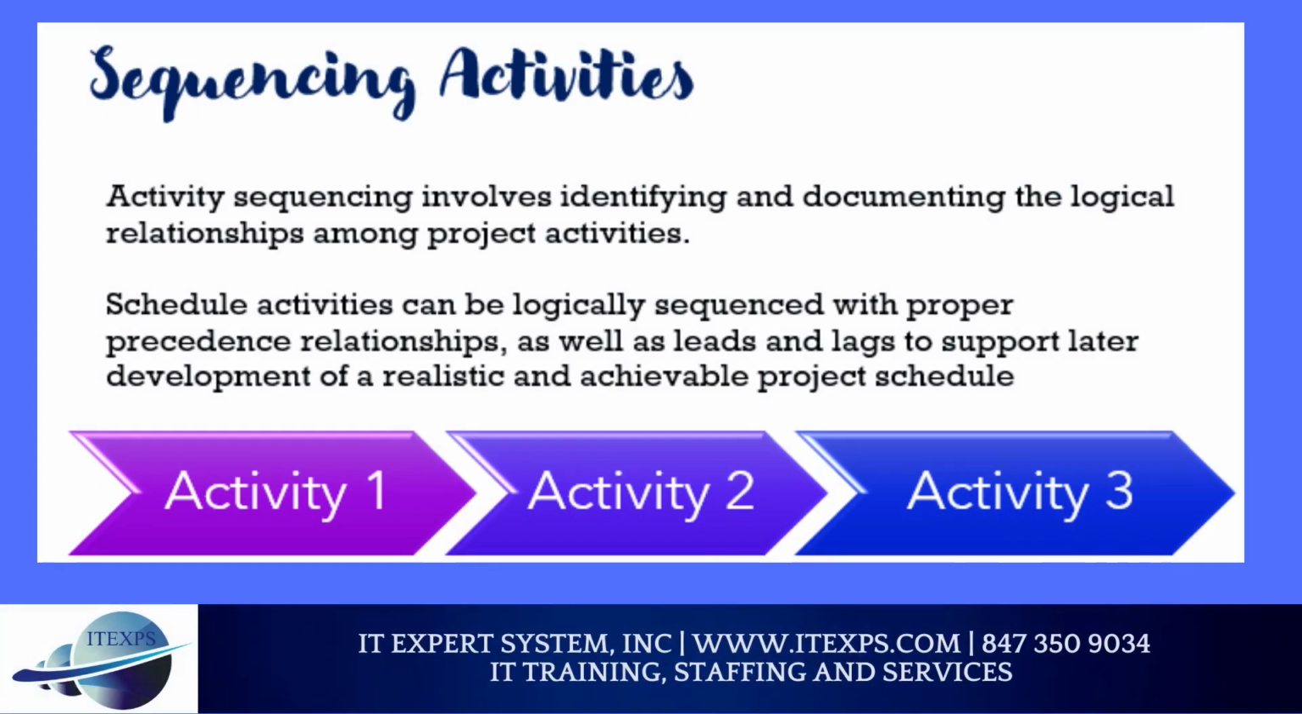Sequencing activities. From the WBS, decompose the work package into multiple activities or tasks. Activity sequencing involves identifying and documenting the logical relationships among project activities. Schedule activities can be logically sequenced with proper precedence relationships, as well as leads and lags to support later development of a realistic and achievable project schedule. For each activity, identify the resource requirements. For each activity, perform effort estimation.